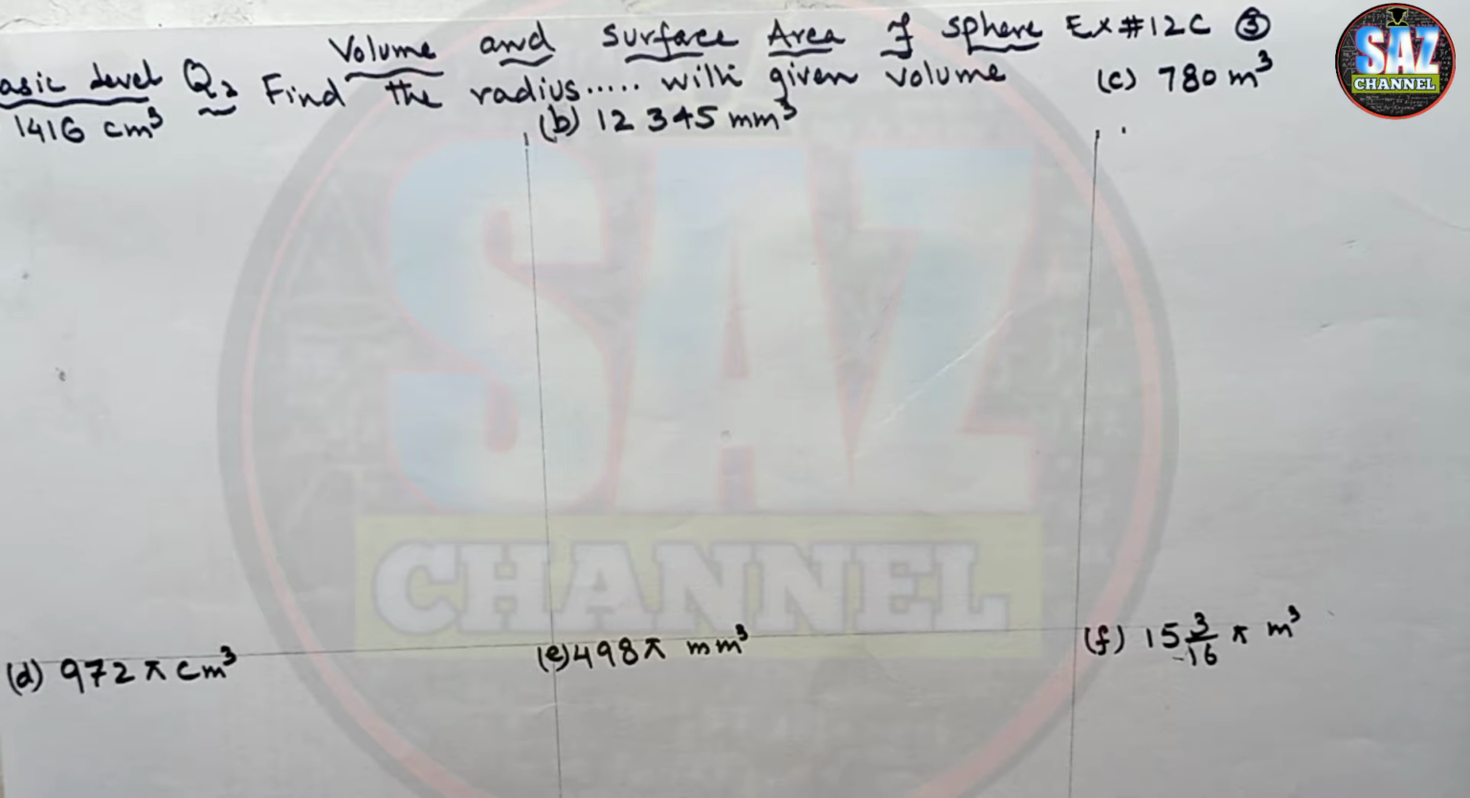This is my third lesson of D2 chapter number 12, exercise 12C, that is about the volume and surface area of sphere. What is sphere and hemisphere? What are the formulas for the volume and surface area of sphere and hemisphere? These are the concepts that have to be really clear to all of my students.